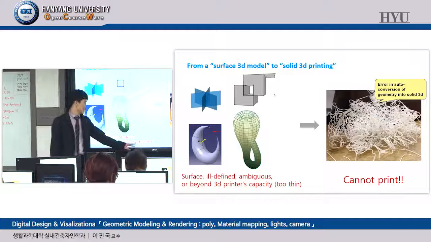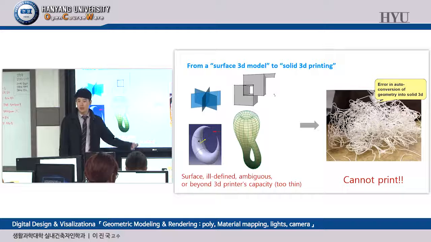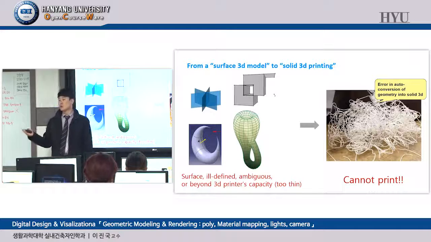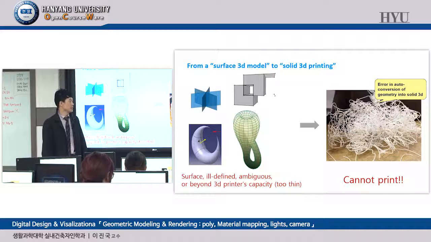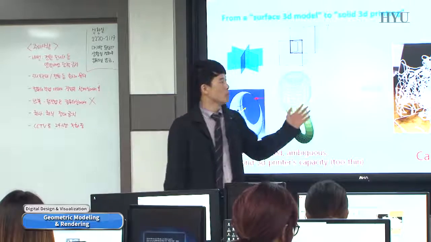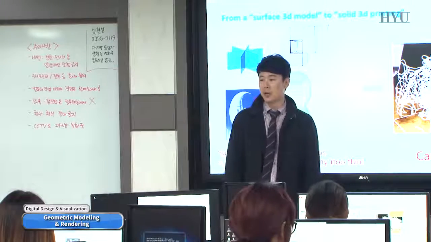capacity. What I mean is, if it's too thin or too narrow, too small, the resolution of the 3D printer has its limit. Okay, it's not easy to print out a very, very small and thin object. So you need to control the scale, size, thickness, and so on. They all cannot be printed. Okay.